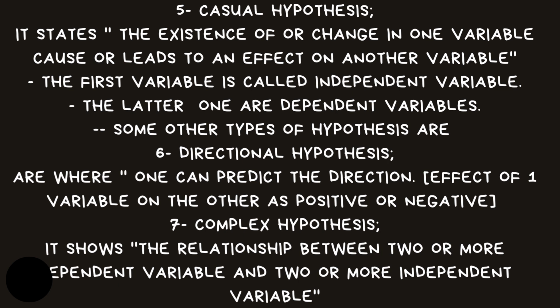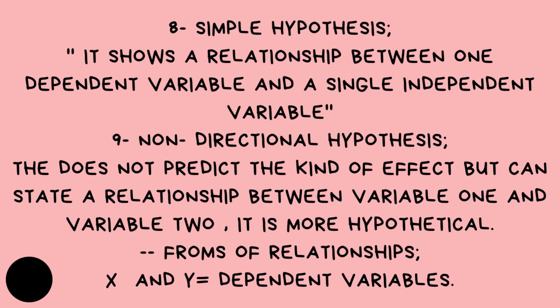These are different in their explanation or statements. The simple hypothesis is one that shows a relation between one dependent variable and a single independent variable. The non-directional hypothesis is one that does not predict the kind of effect but can only show the relationship between the variables. It is a more hypothetical form of the relationship.